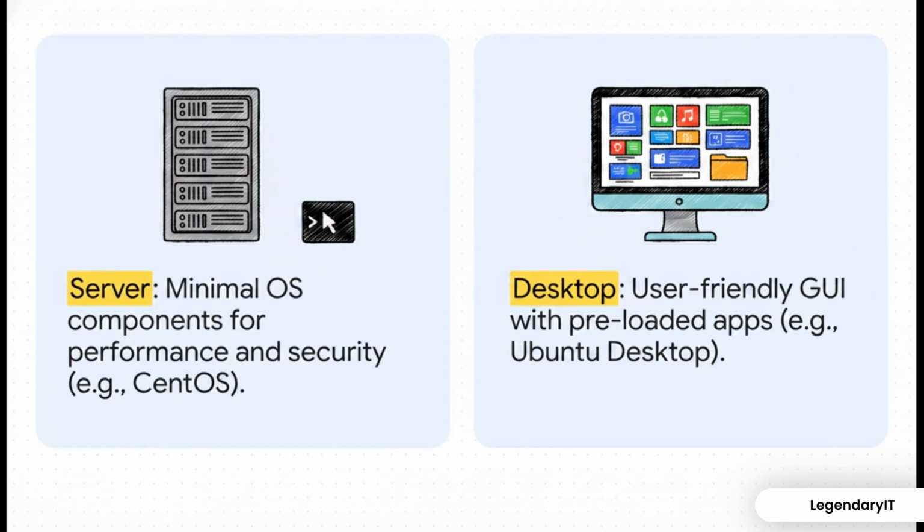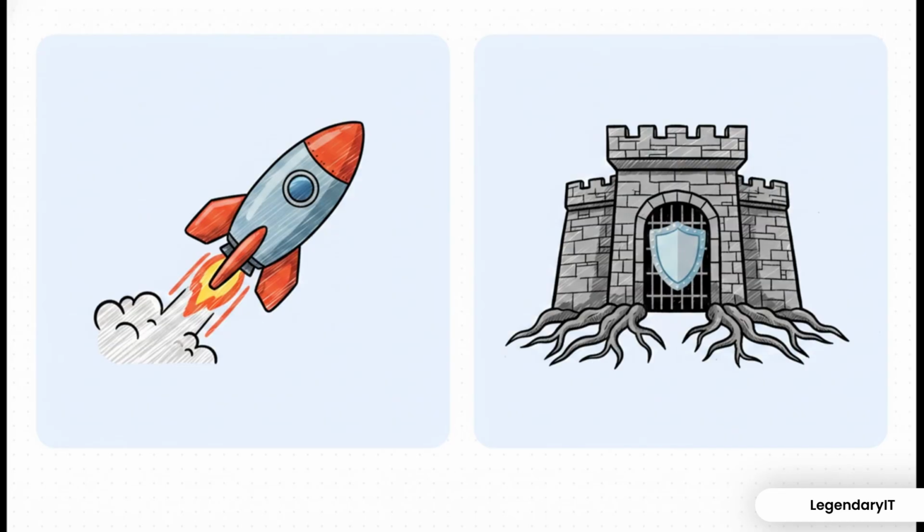On the flip side, you have desktop distros, like Ubuntu Desktop. These are the total opposite. They're designed for you and me, with beautiful, polished interfaces and all the apps you'd expect ready to go right out of the box. All right, your next choice is really more about philosophy.